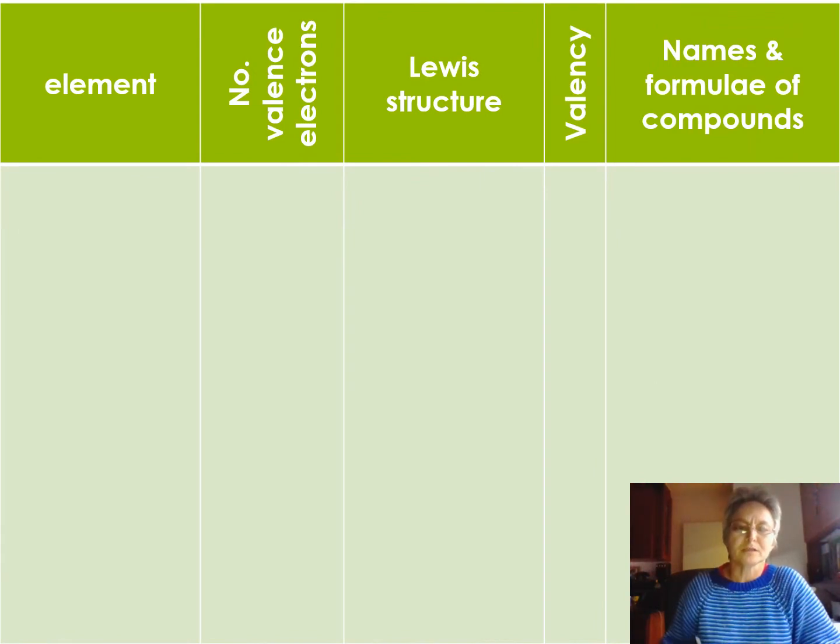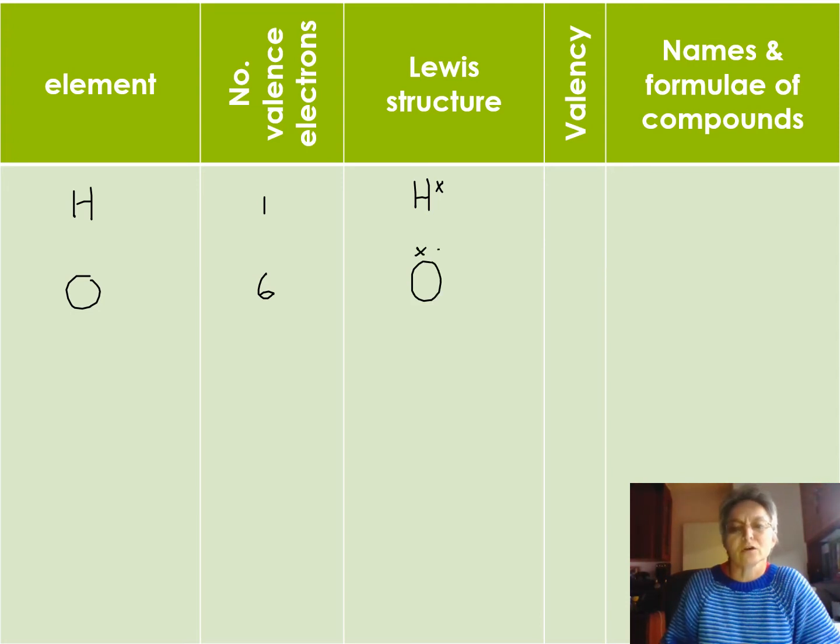The next compound I want us to look at is the compound formed when hydrogen joins with oxygen. Now we know that hydrogen's got 1 valence electron because it's in group 1, and oxygen's got 6 valence electrons because it is in group 16. So the Lewis structure for hydrogen is an H with 1 cross, and the Lewis structure for oxygen is an O with 6 crosses, where 2 of these crosses are by themselves. Now, with group 1 elements, if it's got 1 valence electron, it can form 1 bond, so the valency is 1. With the group 16 element, there are 2 electrons that need to be shared, so the valency is 2.